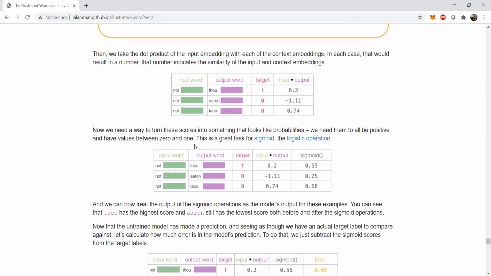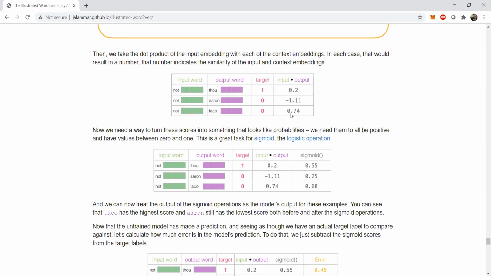The dot product is with the input embedding vector that we have and the context embedding vector. So in this example, we are taking a dot product of the word not with the word thou, and the target value is 1. So input dot output becomes 0.2. Now not with Aaron has a target value of 0 because Aaron is a negative sample, and it has a value of minus 1.11. And not again with taco has a value of 0.74. So in this way, we take the dot products to get their values.